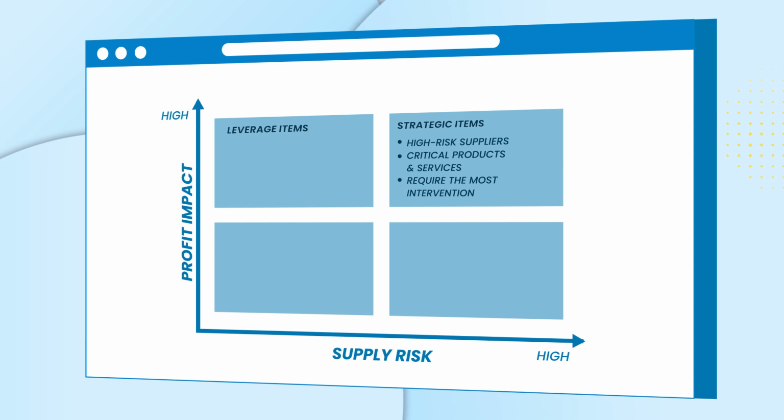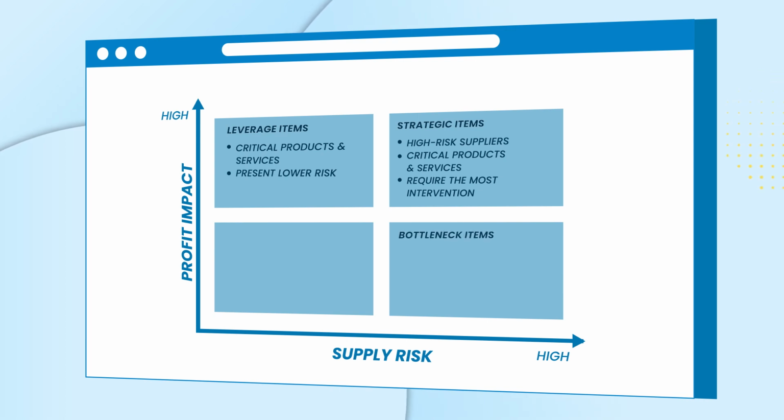Next are the leverage items on the top left. This quadrant represents suppliers who are equally critical to your organization but present a lower risk. Perhaps their products or services are easily obtainable elsewhere, or the supplier is capable of delivering to a high standard regardless of your input.